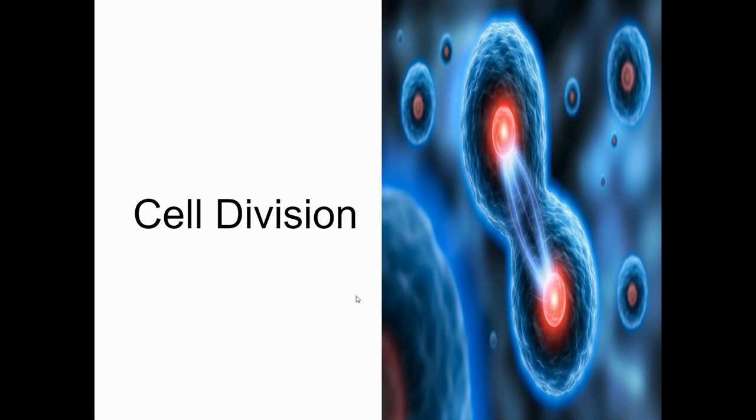All right, so this is all going to be about cell division. It's going to fall into 2 categories. Those categories are mitosis and meiosis. Mitosis is when you have one cell that becomes 2 identical cells, and that's going to be a body cell. So that's going to be like your heart cells or your muscle cells or your skin cells.